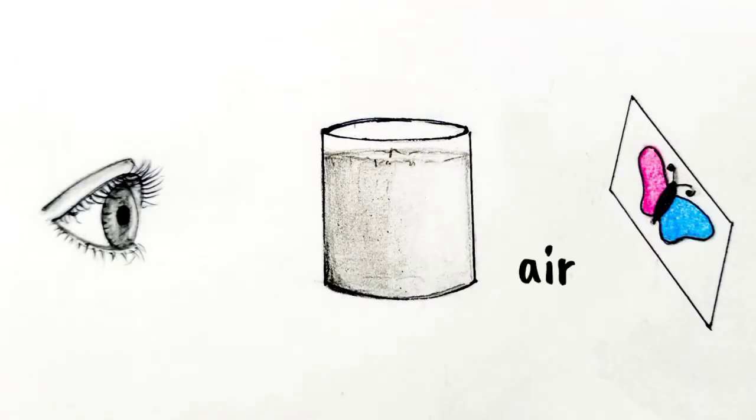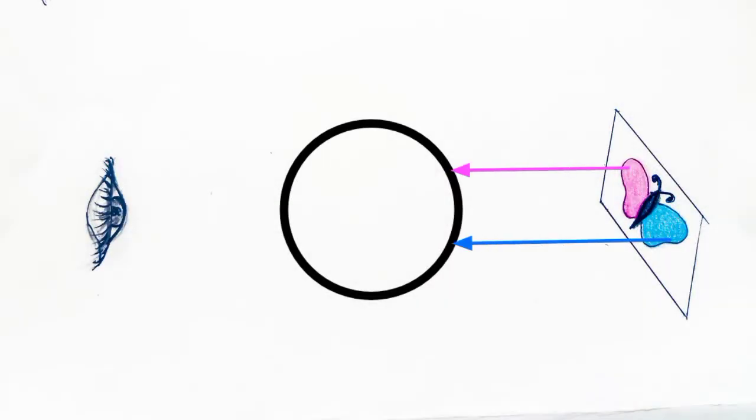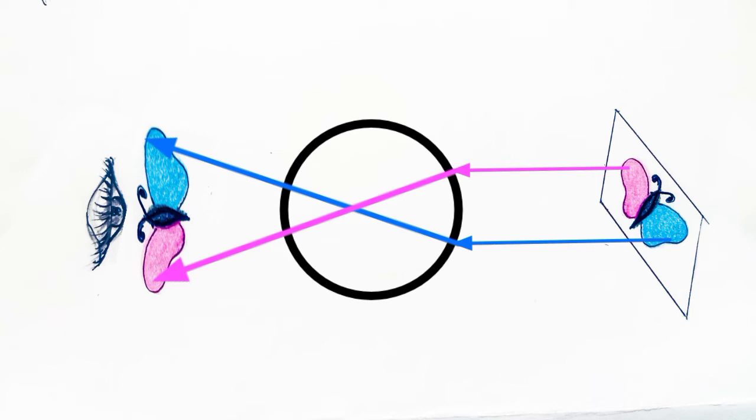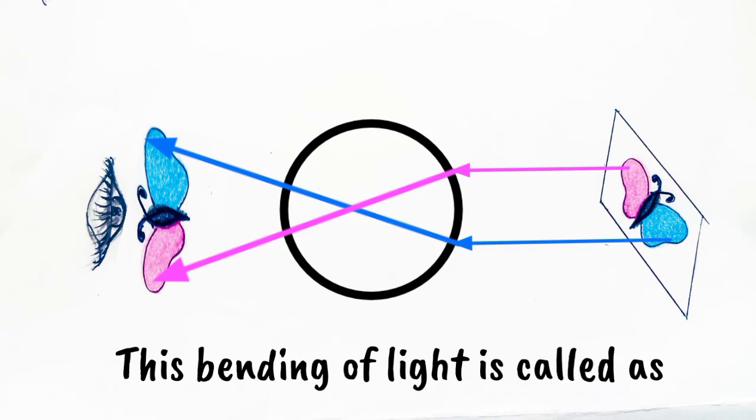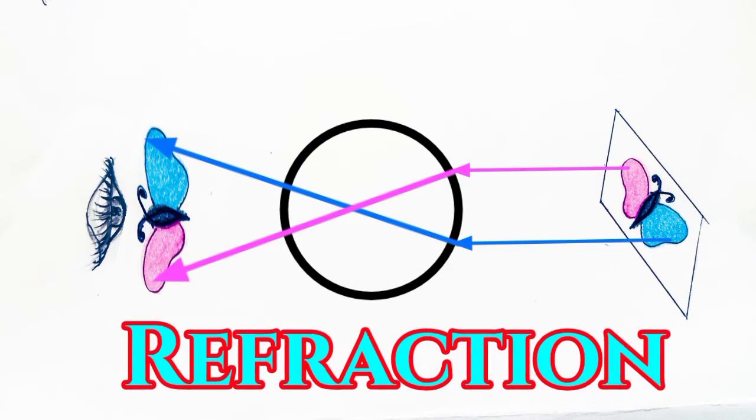Secondly, the light rays travel from the lighter medium, air, to the denser medium, water, to reach our eyes. When the light rays pass through this glass, traveling from the lighter medium, they bend. They reach the eyes in the opposite direction. The image of the butterfly gets reversed horizontally. This phenomenon is called refraction.